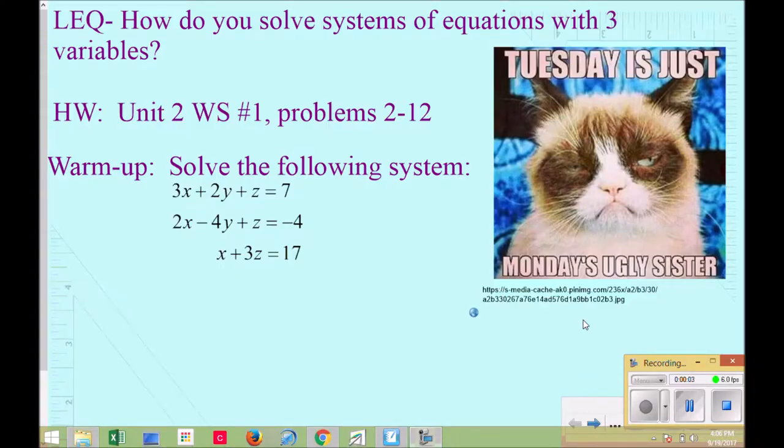Okay, so this is the lesson from the second day of Unit 2. So we do have a warm-up here. You should pause the video and try to do the warm-up and then play to check your answers.